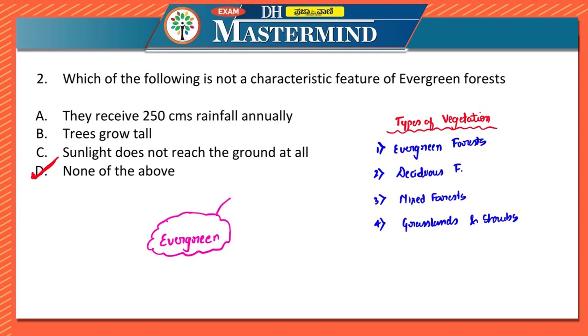Rainfall in case of evergreen forest, because it is tropical in nature, there is heavy rainfall, that is 250 centimeters of annual rainfall, that is very heavy rainfall. And because it is closer to the tropical region, the temperature also is very high. And because of all of this, the trees grow very tall. Trees are tall, and they are very dense in nature.